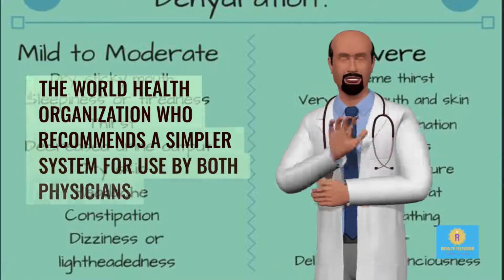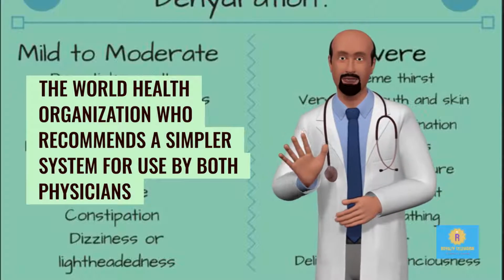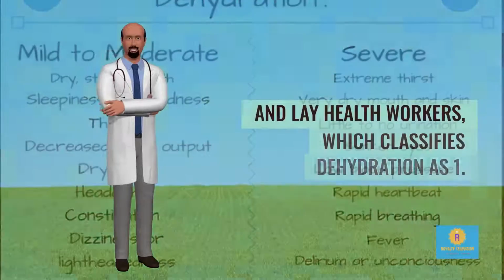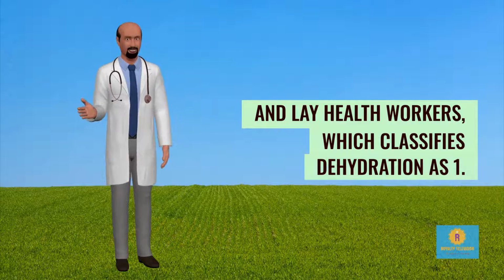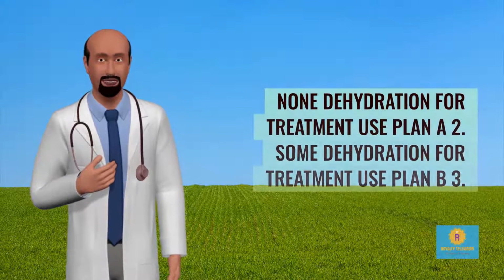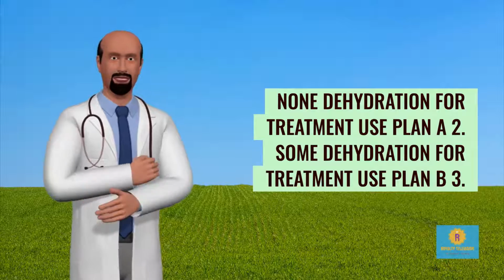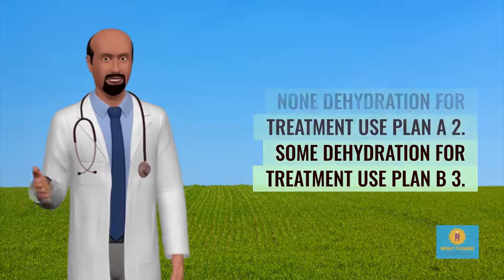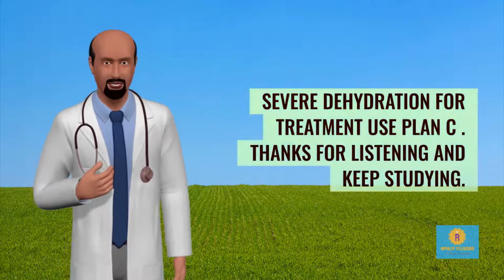The World Health Organization (WHO) recommends a simpler system for use by both physicians and lay health workers, which classifies dehydration as: 1. No dehydration, for treatment use plan A. 2. Some dehydration, for treatment use plan B. 3. Severe dehydration, for treatment use plan C.